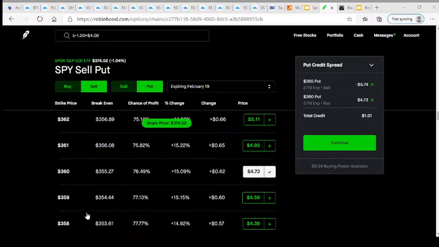Absolutely, spreads are great for starting with low capital. I don't know how to do Webull. I will find a video for you though.